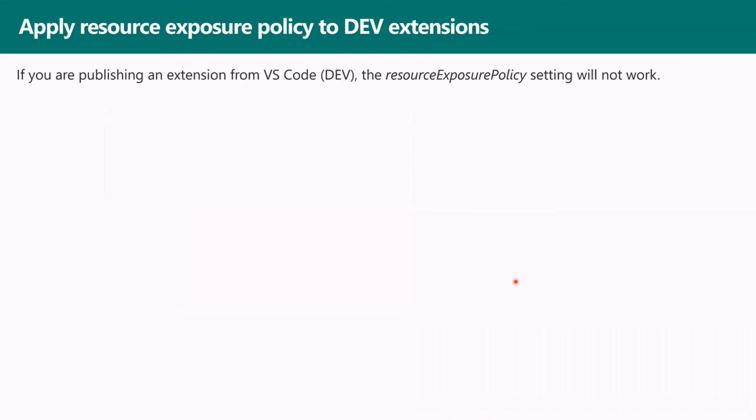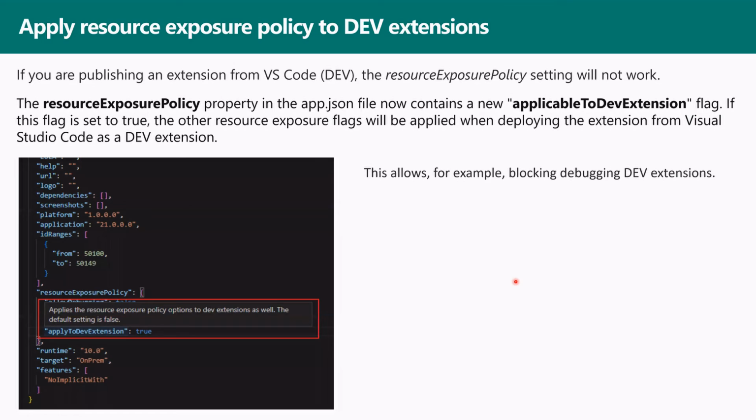Now, related to this, there's also another new parameter. In the past, if you were publishing an extension to a tenant as a dev extension, so from Visual Studio Code, the parameters specified in resource exposure policies would not work because the system simply ignores them. In Business Central 21, now you have a new parameter called apply to dev extension. And this new parameter permits you to specify if the resource exposure policies apply also to the extension.